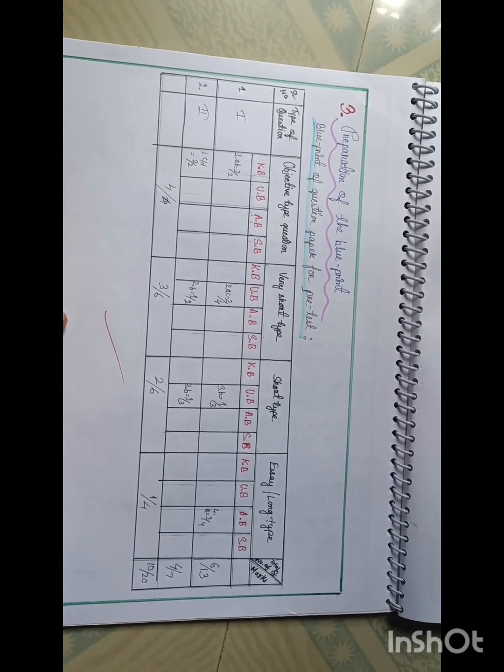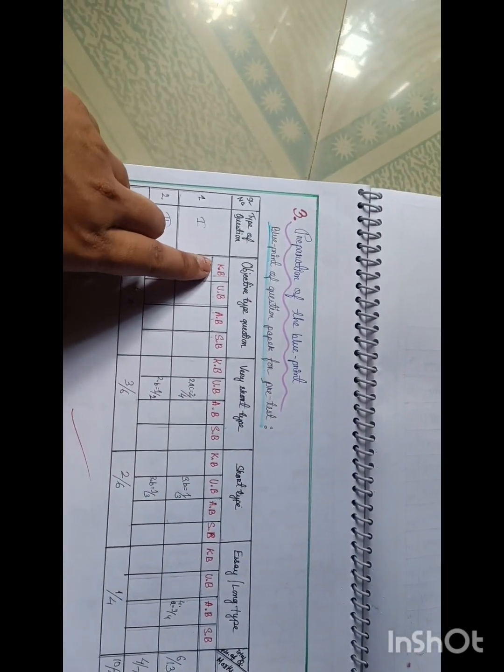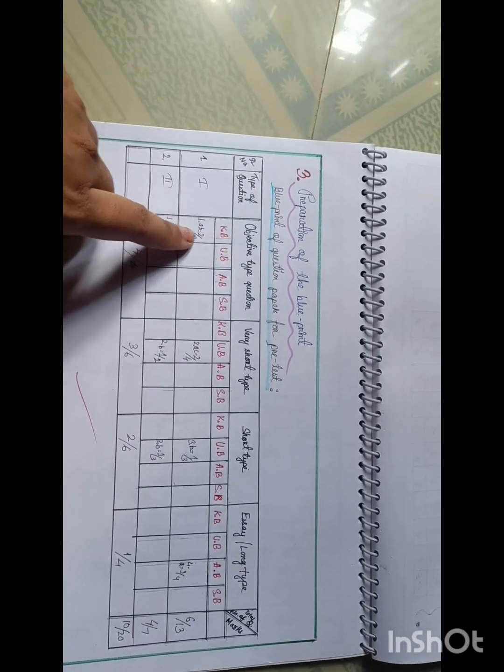You can observe carefully. This is the SL column. This is the type of questions here: objective type question, very short type, and essay or long type. Now here will be total number of questions by marks. This is in short form: knowledge based, understanding based, application based, skill based. Like this it will go. So you have to put according to the units.